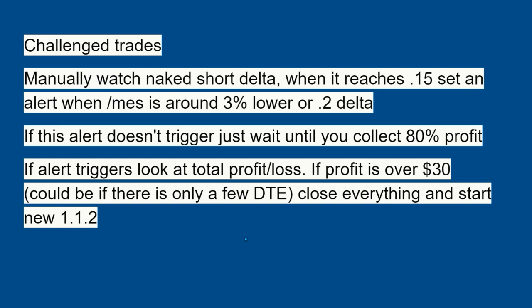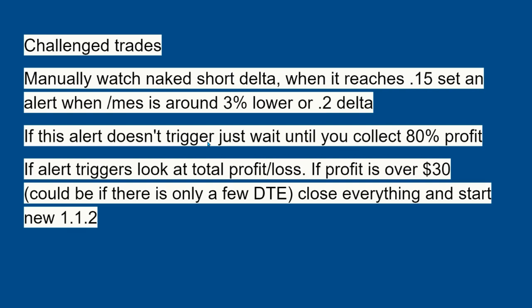Remember, starting around 0.08 delta. If it goes about double or 0.15 delta, that means MES is starting to go against you. I like to set an alert at this point on Thinkorswim, and I'll show you how to do that later. When MES is about 3% or so lower from the current price where this happens, you could also set it around a 0.2 delta.